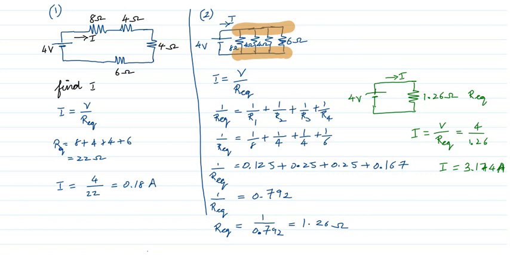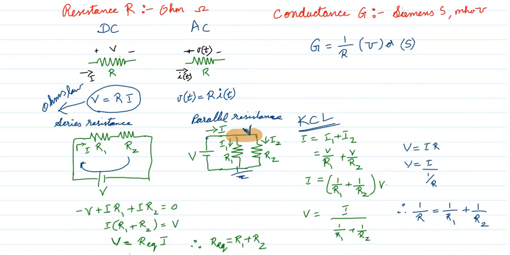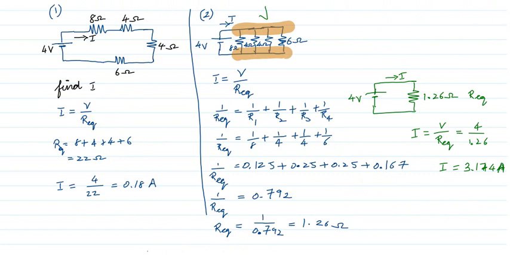And if this voltage is V, then voltage at this point is also V, right? And that means they are in parallel. When they are in parallel, what is the result we have seen in the previous slide? I can make 1 by R equal to 1 by R1 plus 1 by R2 for two resistance. Here how many resistance do I have? Here I have 4 resistance. So 1 by R equivalent equal to 1 by R1 plus 1 by R2 plus 1 by R3 plus 1 by R4.